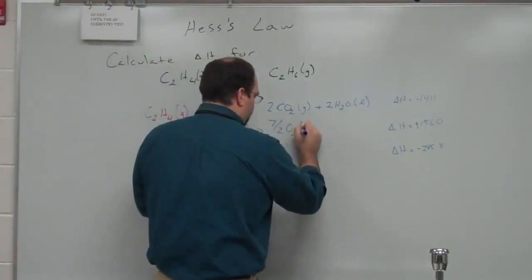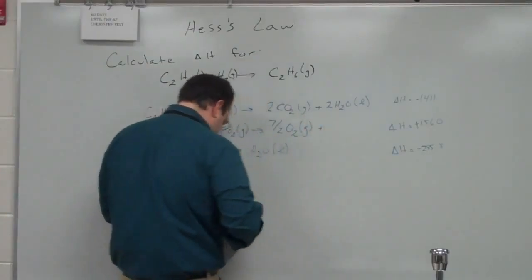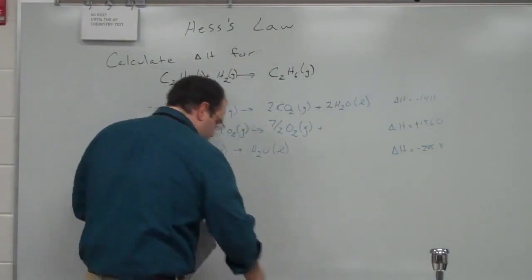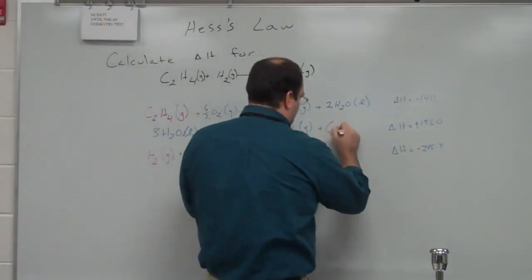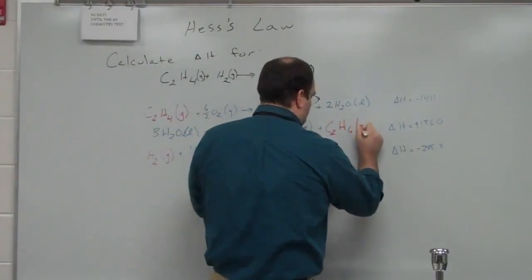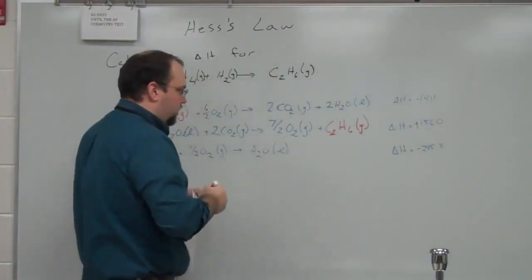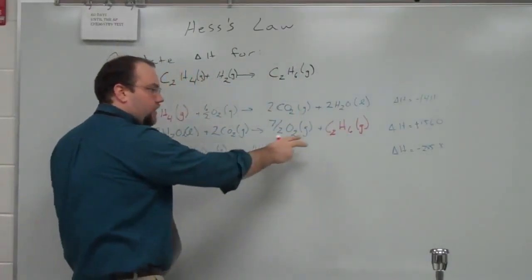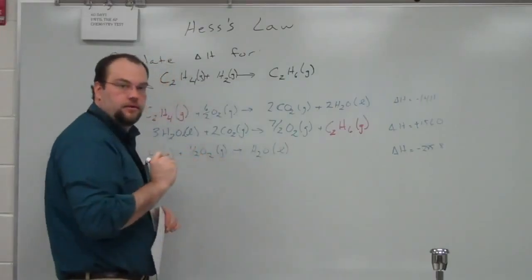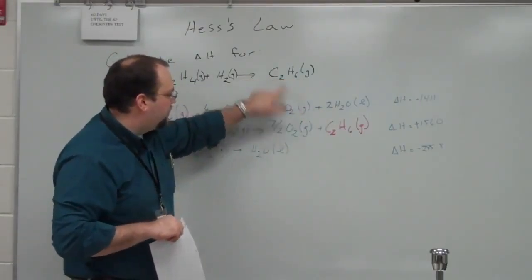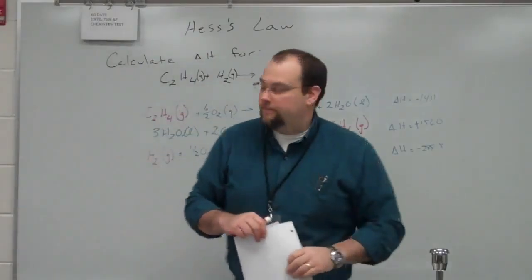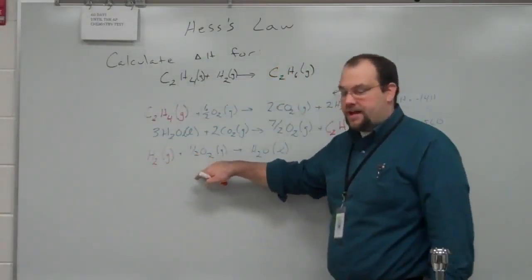7/2 O2 gaseous plus, and I'm going to do this next one in red so we can still see exactly what's going on. C2H6 gaseous. Okay. Perfect. So I've got this on this side. I've got it on the product side with the product. I have the same correct numbers. I have one here and one here. So that's great. All right, so we're going to move down to our third reaction.